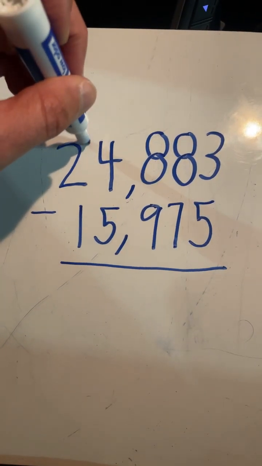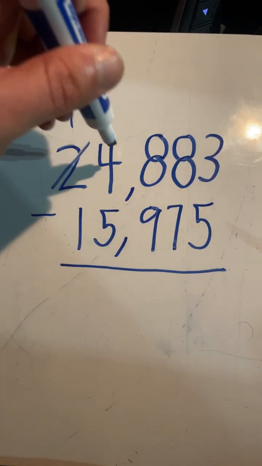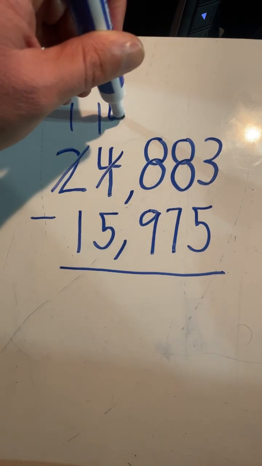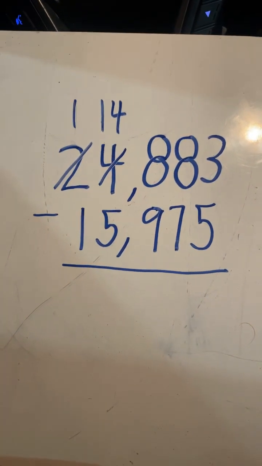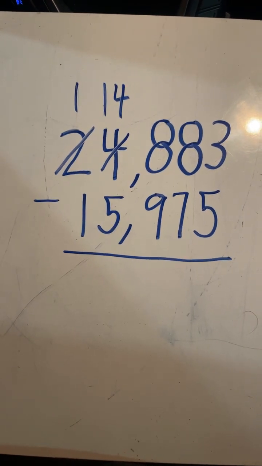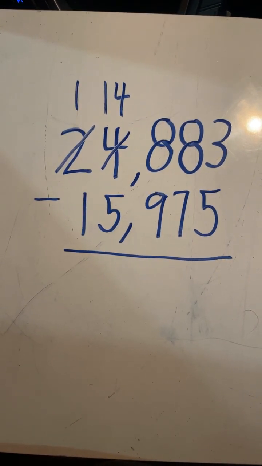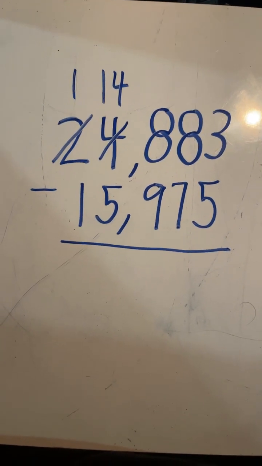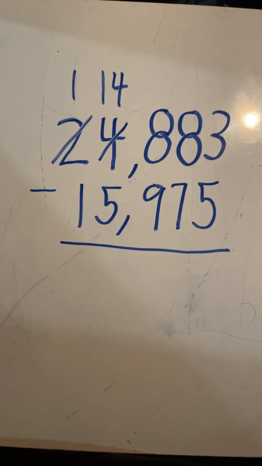So the 2, we're going to take away 1, that's going to become a 1. And then the 4 is going to become a 14. We're taking away 1 from the 10,000s place and adding 10 to the thousands place. Now, back when I was growing up, we used to call this borrowing, but it's not really borrowing because we don't give it back.